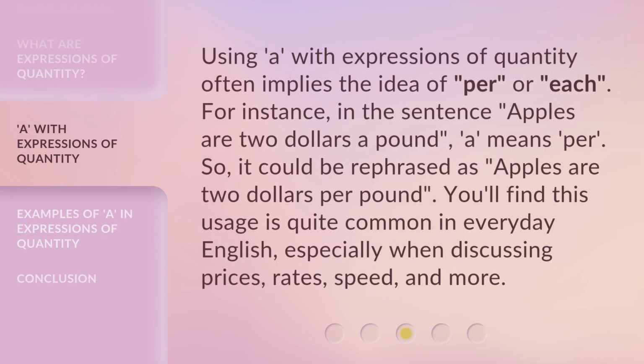Using "a" with expressions of quantity often implies the idea of "per" or "each." For instance, in the sentence, "Apples are $2 a pound," "a" means "per." So, it could be rephrased as "Apples are $2 per pound." You'll find this usage is quite common in everyday English, especially when discussing prices, rates, speed, and more.